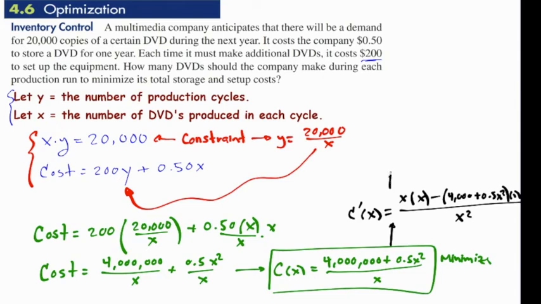We're just going to simplify it a bit. We see that we have x squared minus 4 million minus 0.5x squared all over x squared. And we can simplify this one more.